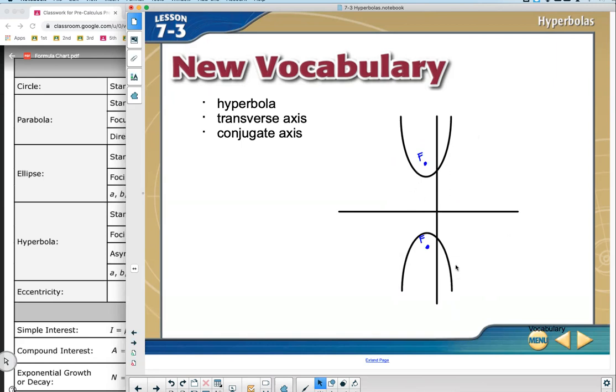That will be our hyperbola. You'll still have two focuses, or two foci. They're always located on the inside of the shape. They're still the reflection points, but this is going to be the look of our shape.